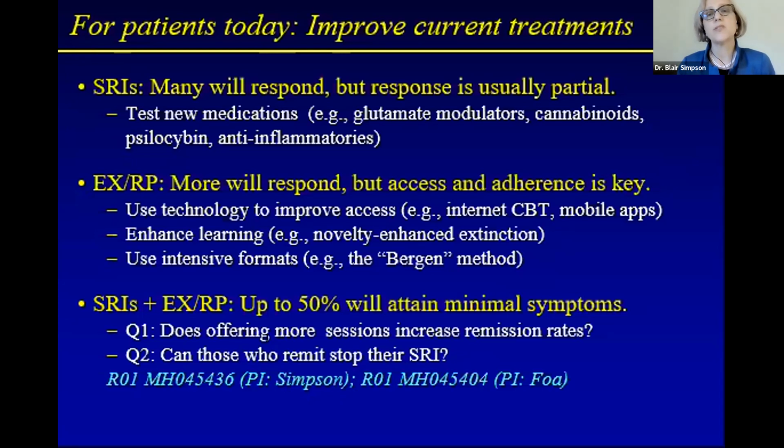The quick answer is, we asked 2 questions. Does offering more sessions increase remission rates? Indeed, it does. If you take people who aren't remitted with minimal symptoms after 17 sessions and you give them only 8 more sessions, you can get close to 70% of people remitted. That's pretty remarkable for such a disabling disorder. And the second question we answered is, can those who remit then stop their medication without worsening more than if they had stayed on it? And the quick answer to that one too is yes, but with some caveats.